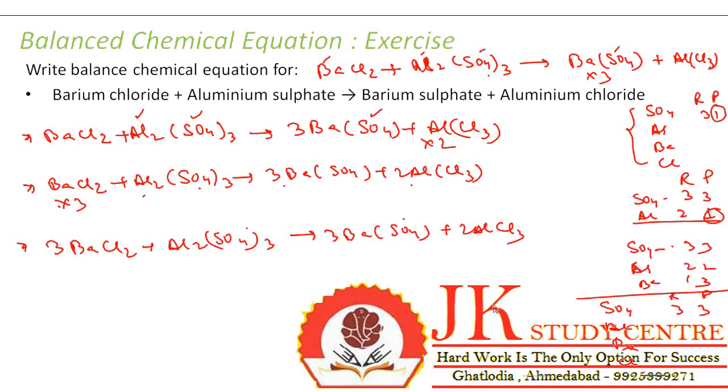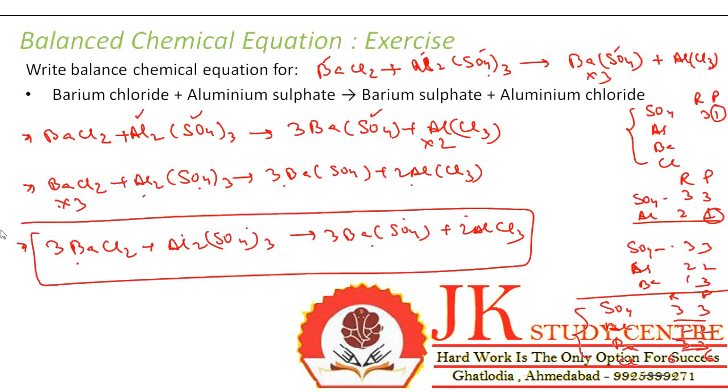Sulfate part is 3 here and 3 here. Aluminum part is 2 here and 2 here. Barium part is 3 here and 3 here. Chlorine part is 3 into 2, 6 here and 2 into 3, 6 here. So we see that they are all balanced. This is my balanced chemical equation.